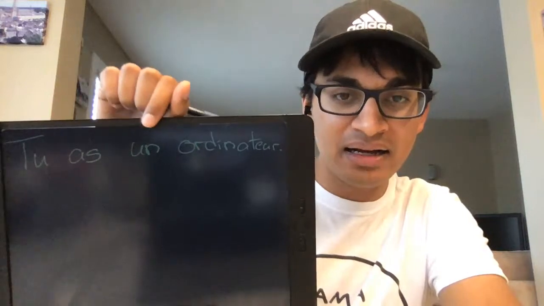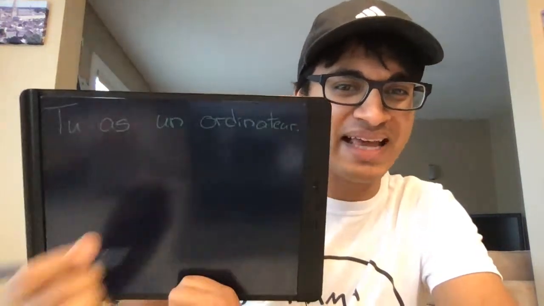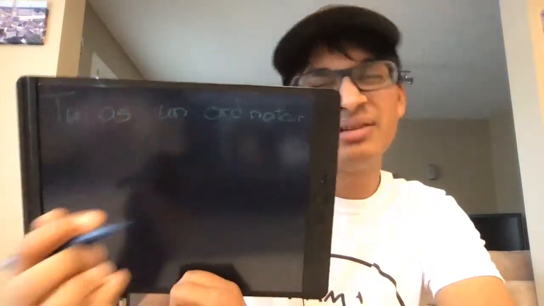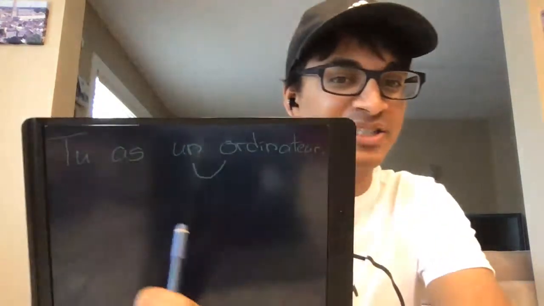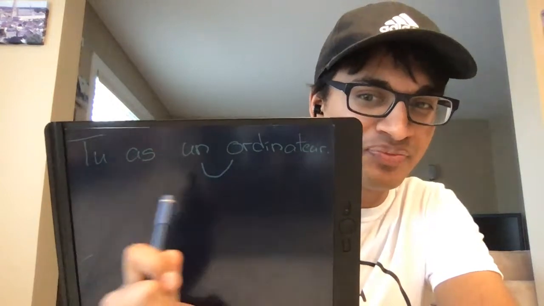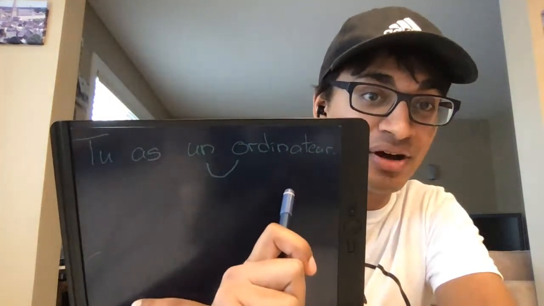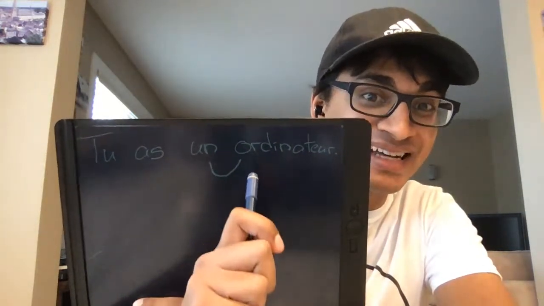Tu as un ordinateur. Some of you, if you're listening closely, might be feeling like there's an N at the beginning of this word. There is, in kind of, because in French, we will often connect words to each other. It will often happen, especially with N's. This N connects over to that O. So if you listen closely, tu as un ordinateur.